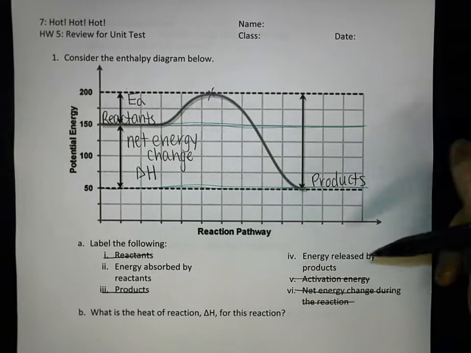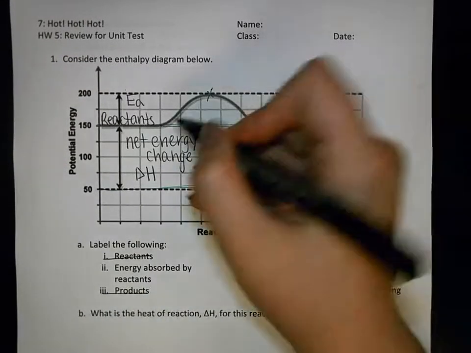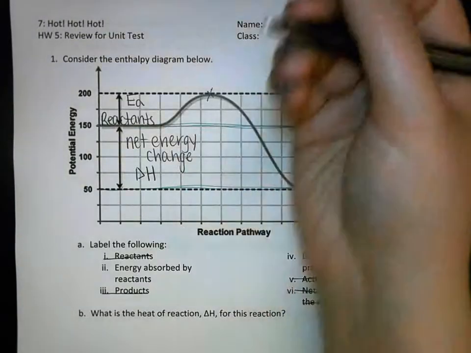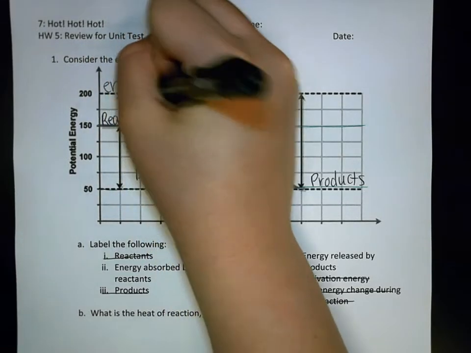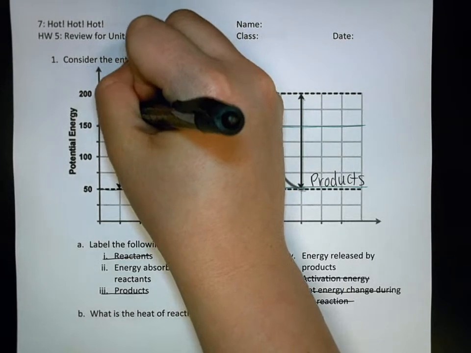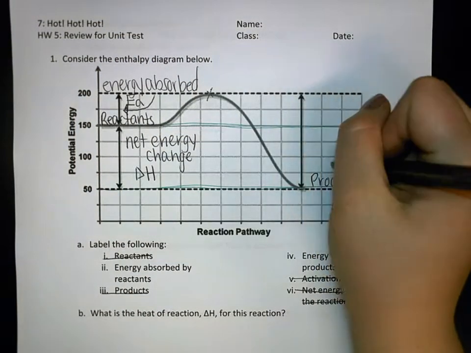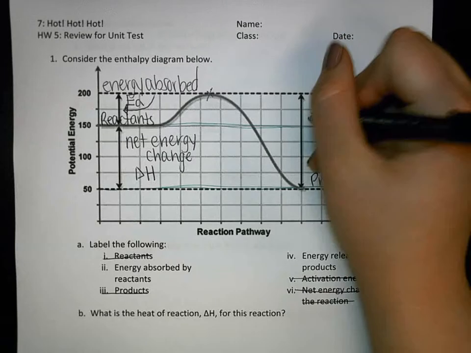Energy absorbed by reactions and energy released by products. So every reaction has an endothermic portion where energy is absorbed in order to break the bonds of the reactants, and an exothermic portion where energy is released as we form bonds. So the energy absorbed by the reactants, that's going to be the same as EA. It's the energy absorbed in order to get to the top of this hill. So it's the same thing as EA, and it's represented by this line. The energy released is going to be the top of the hill down to where the products are, which is represented by this line.